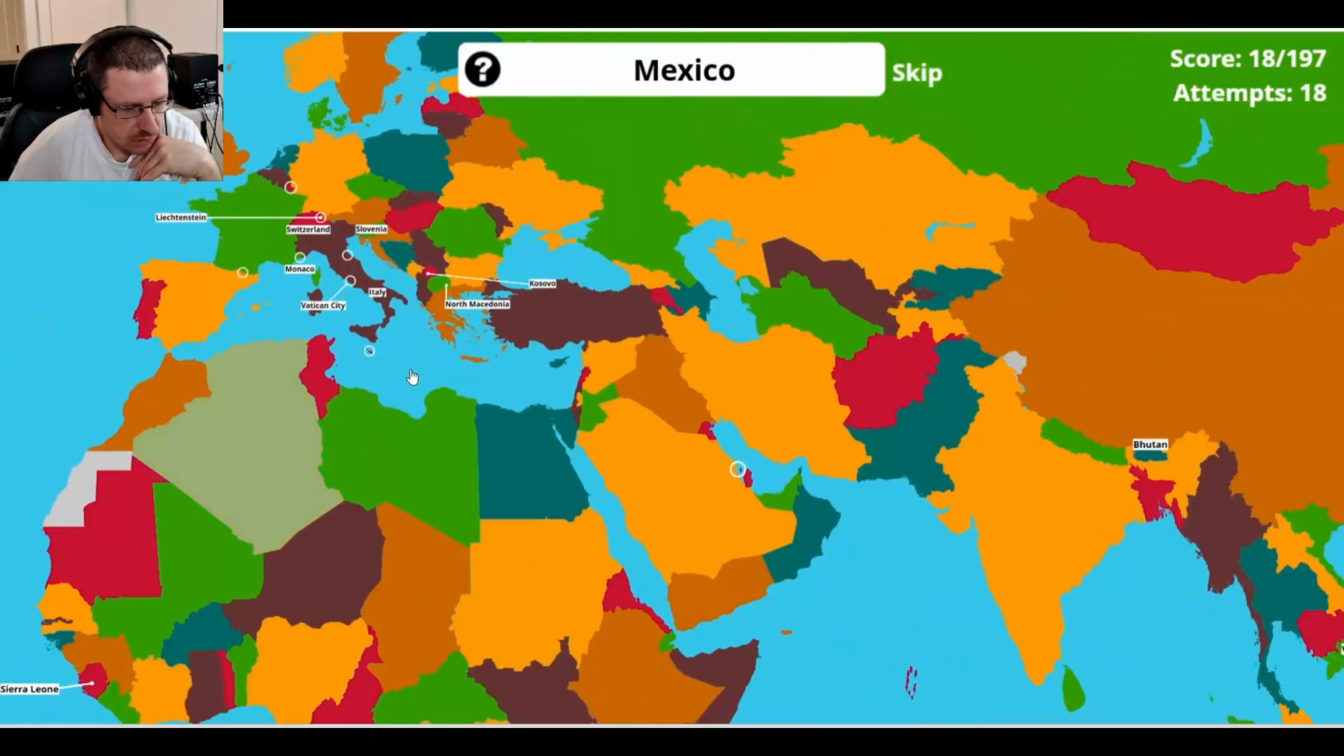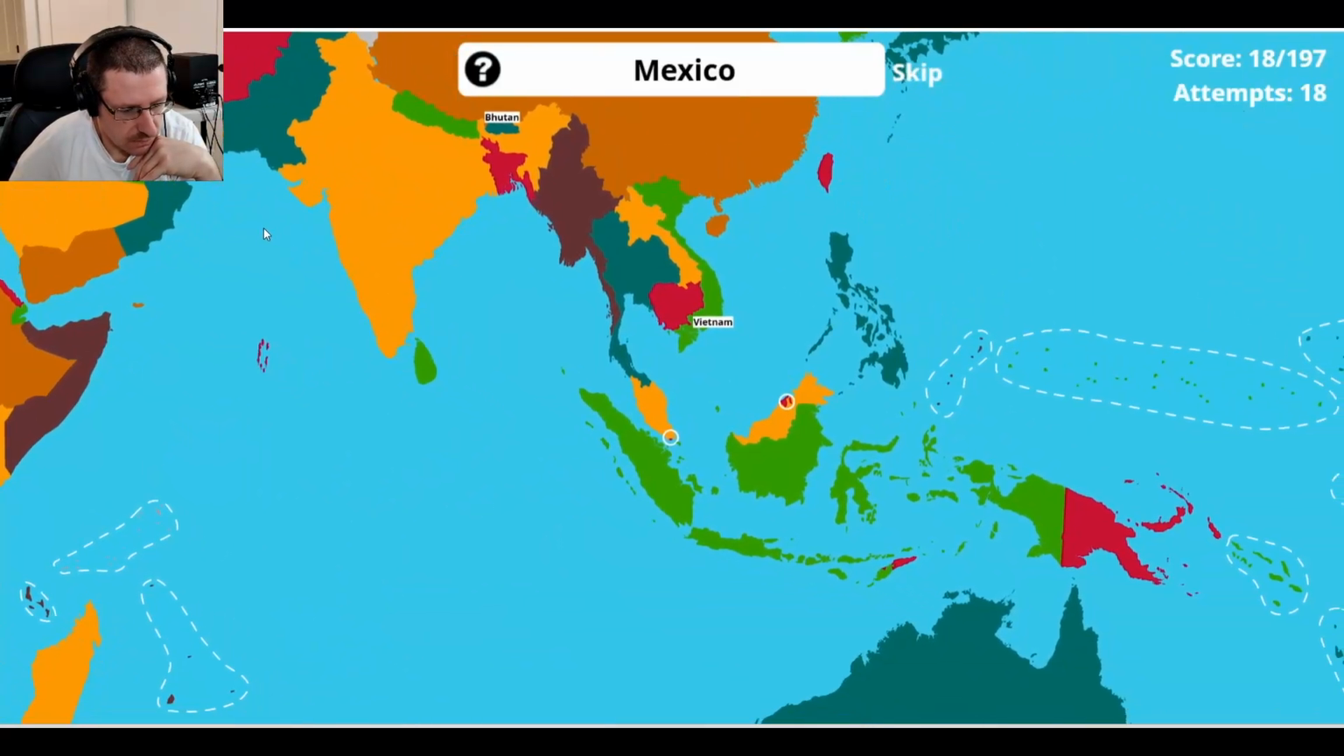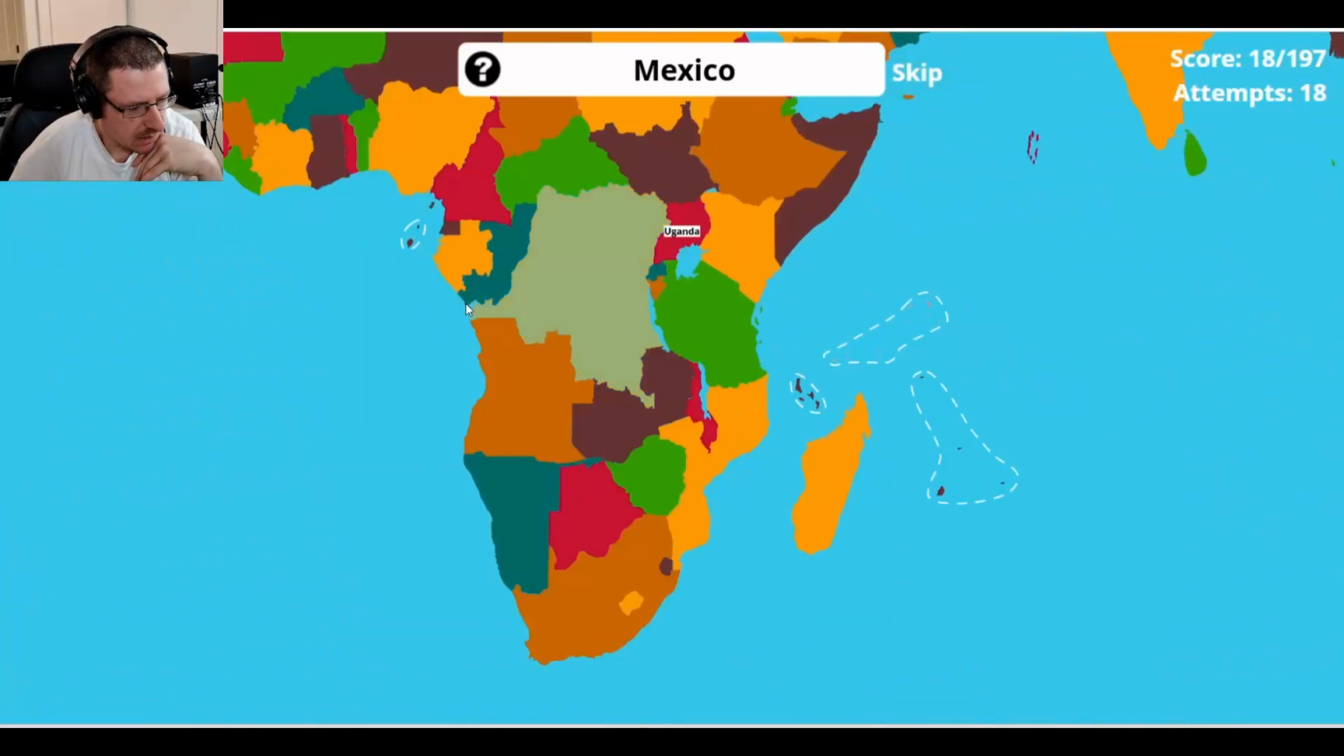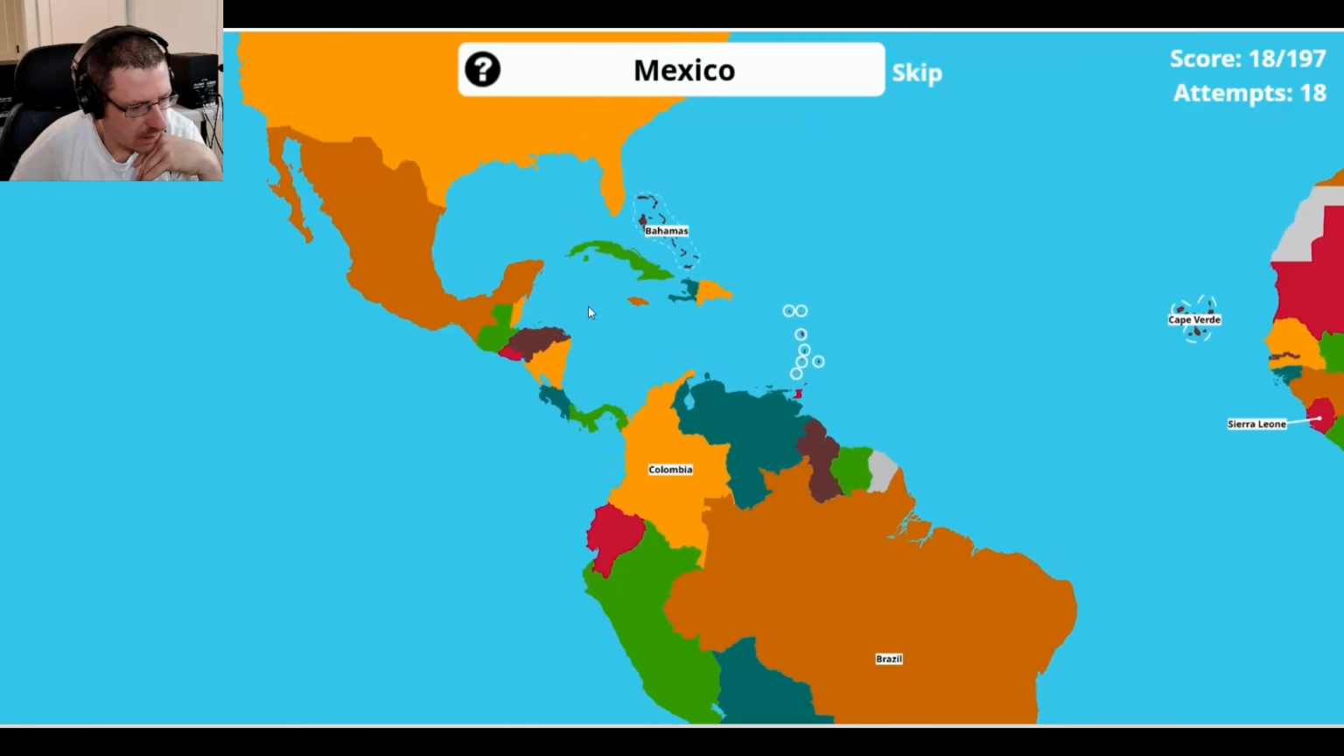Mexico's cool. Mexico has, right here, the second most pyramids in the world, which is weird. Yeah, that was very interesting to find that out.